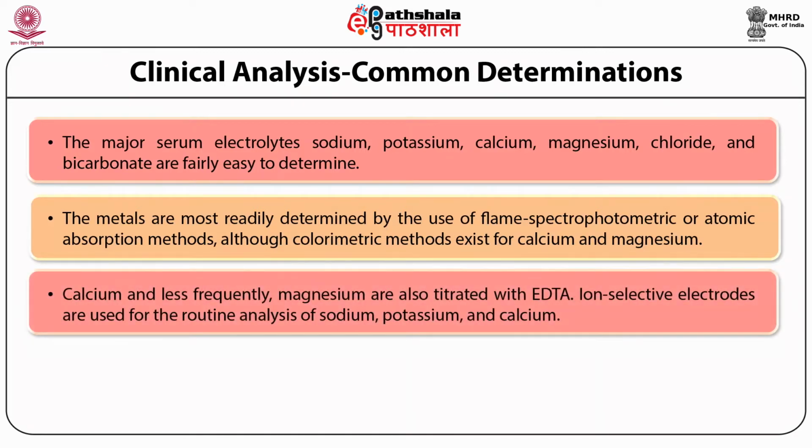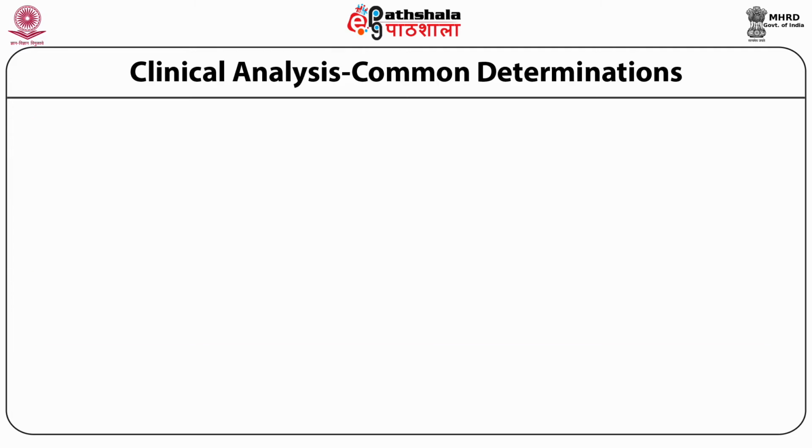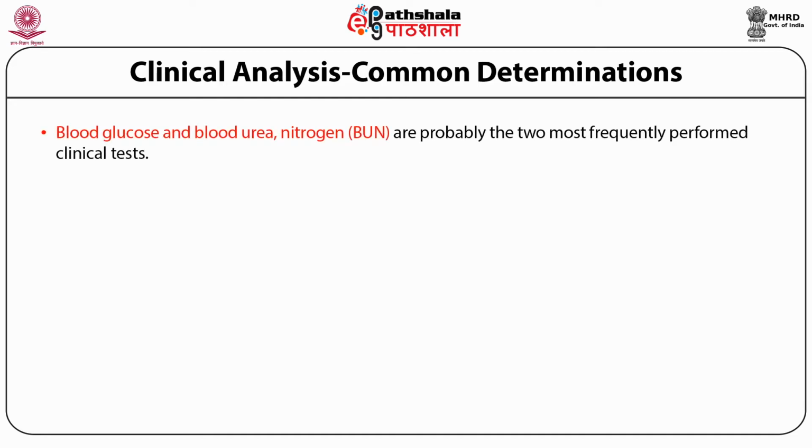Calcium and, less frequently, magnesium are also titrated with EDTA. Ion selective electrodes are used for the routine analysis of sodium, potassium and calcium. Chloride is widely determined by automatic coulometric titration with electro-generated silver ion. The next are blood glucose and blood urea nitrogen, also known as BUN. These are probably the two most frequently performed clinical tests.